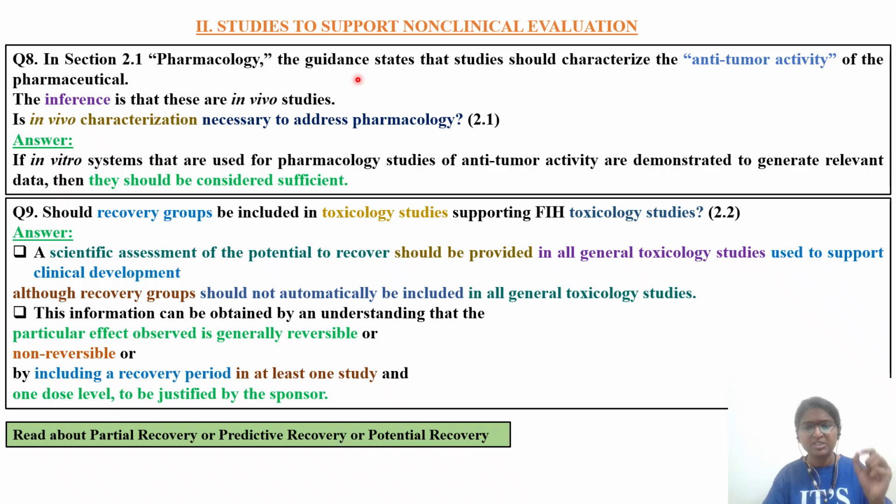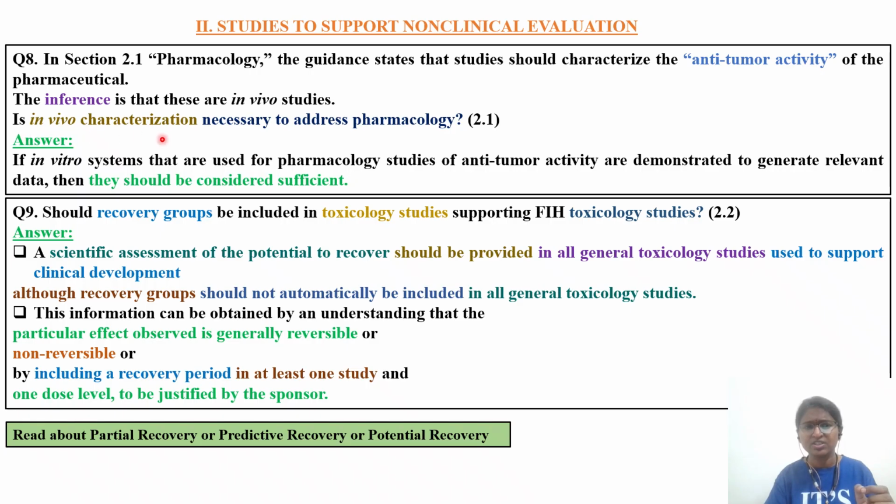The ICH S9 guideline states that the study should characterize the anti-tumor activity of the pharmaceuticals. Whatever anti-cancer drug you are developing for the treatment of patients in advanced cancer stage, you have to establish the anti-tumor activity of this investigational new drug. The inference is that these are in vivo studies, because how are we going to establish the efficacy? You take cancer cell lines, put your drug, and check, or in the case of tumor models also, the inference is that these are in vivo studies.